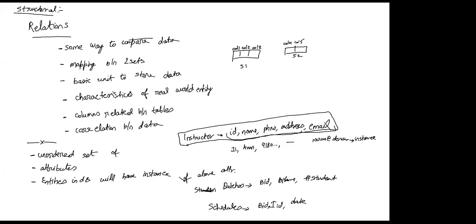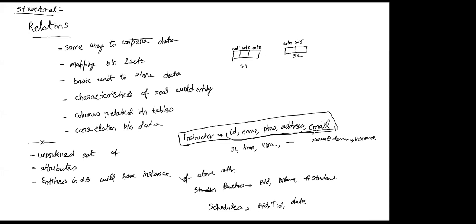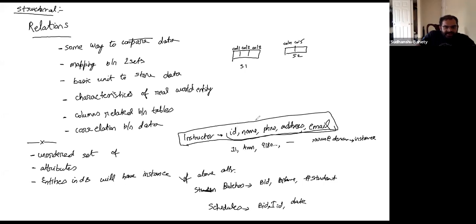So what are the three features of relation? We say it's a set of attributes, right? And these are the attributes, and it's a set of these attributes, and the ordering is not important. Name can go last, email can come first, ID can be in the middle. The ordering is not important, but all the entries in the instructor table will follow this instance, the above attributes. Is it clear to everyone?